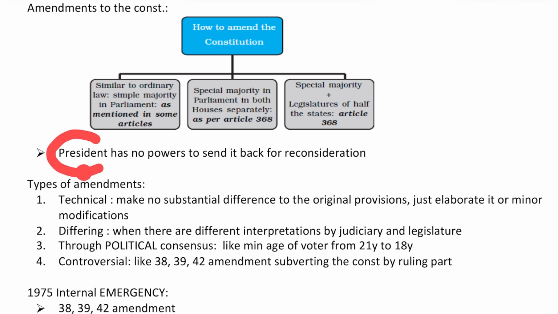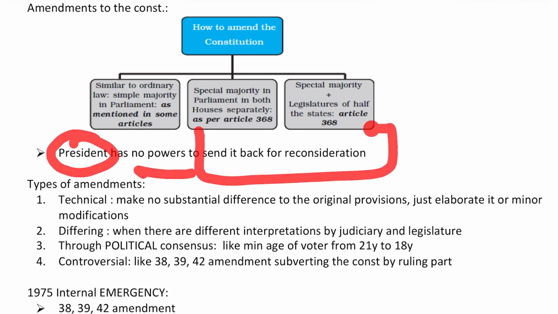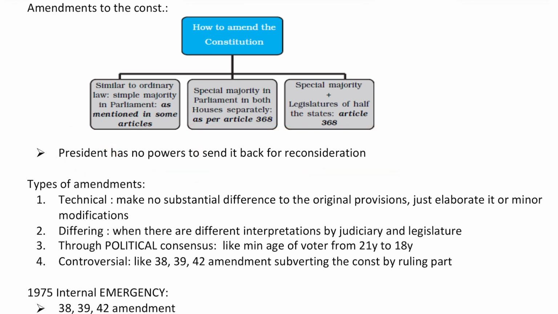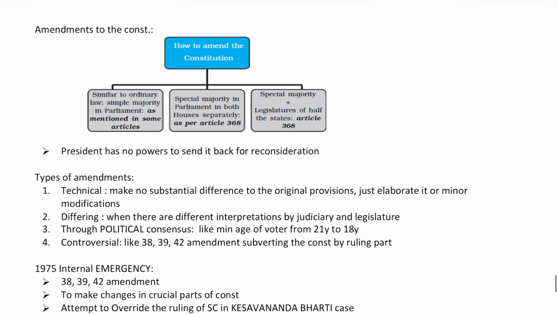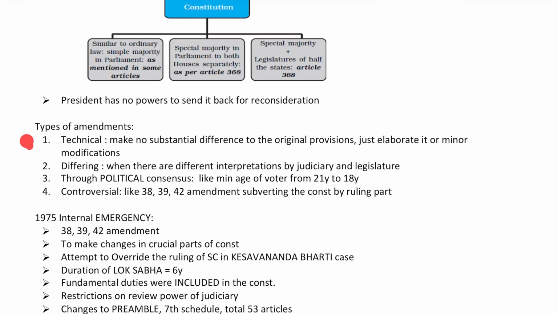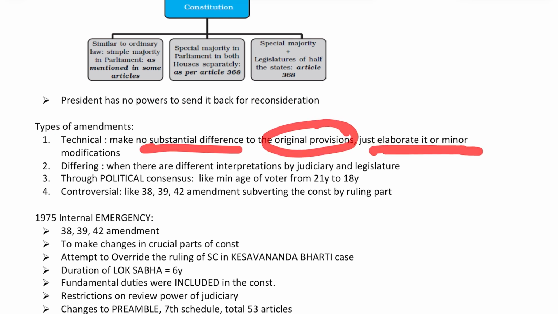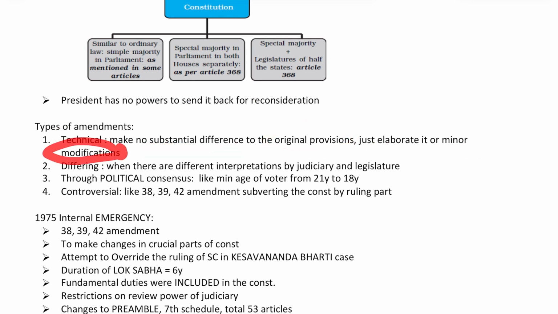Then the president has no power to send it back for reconsideration. So the president can either provide his assent or withhold the assent. He cannot send it back for reconsideration. And the types of amendments. First are the technical ones. It makes no substantial difference to the original provisions, just elaborates it or makes some minor modifications to it.